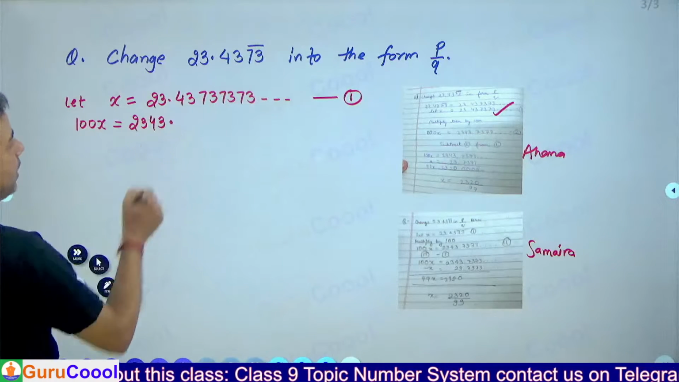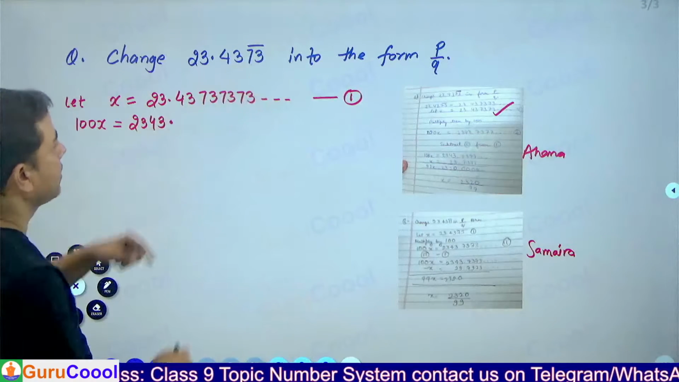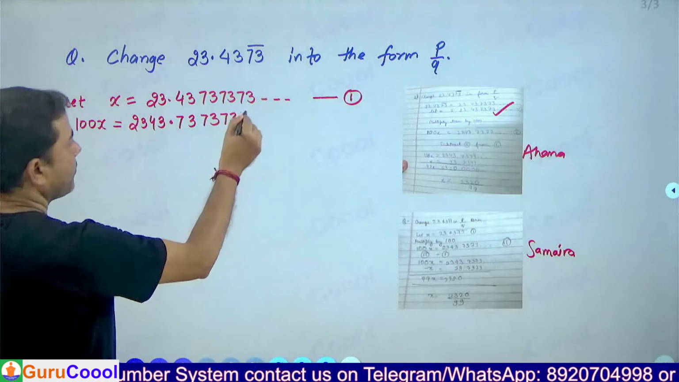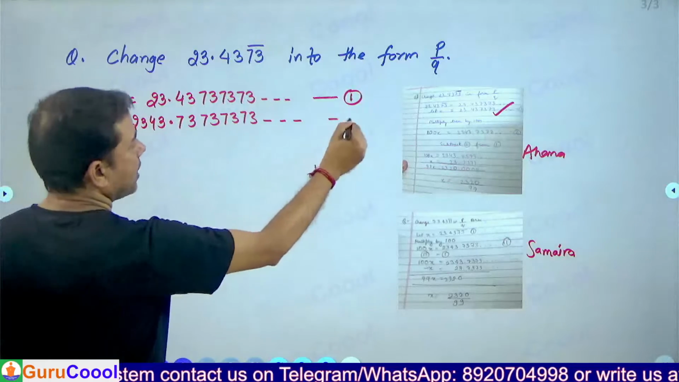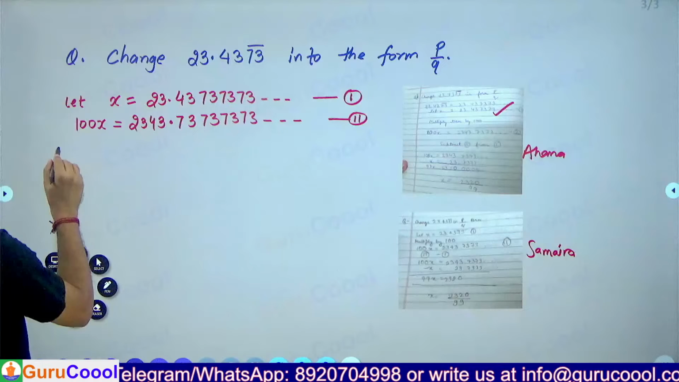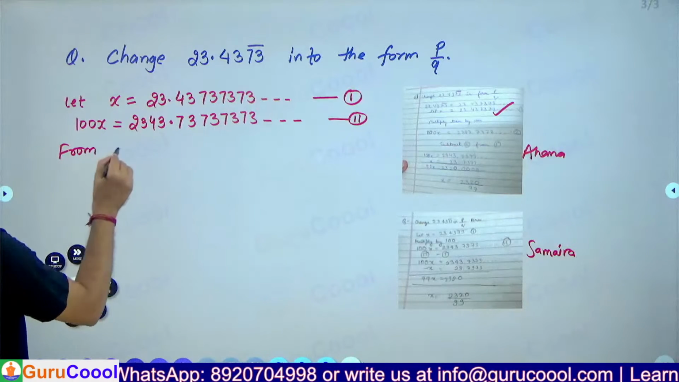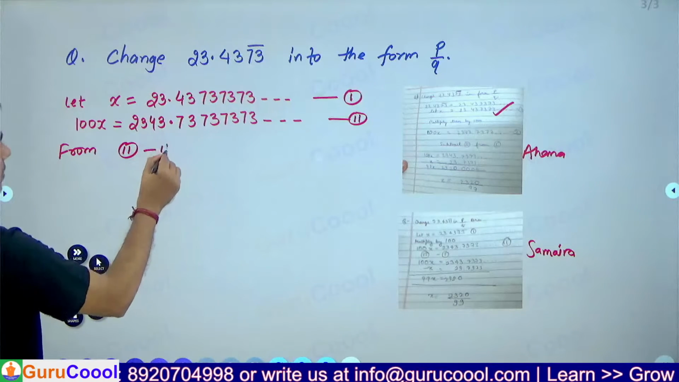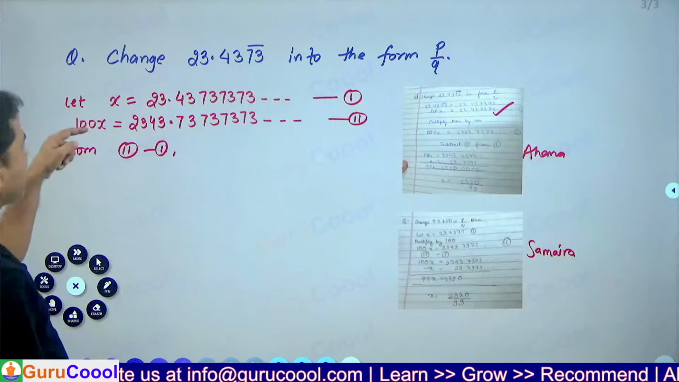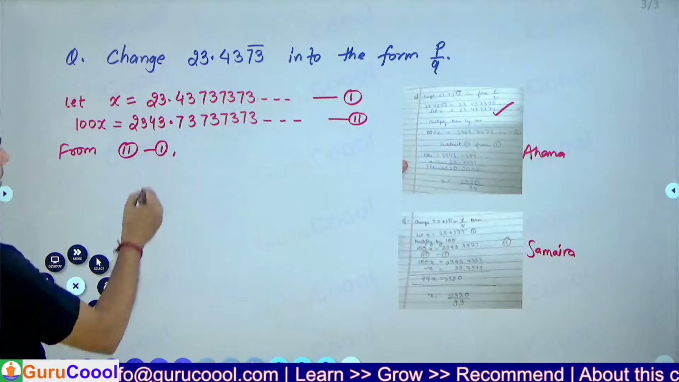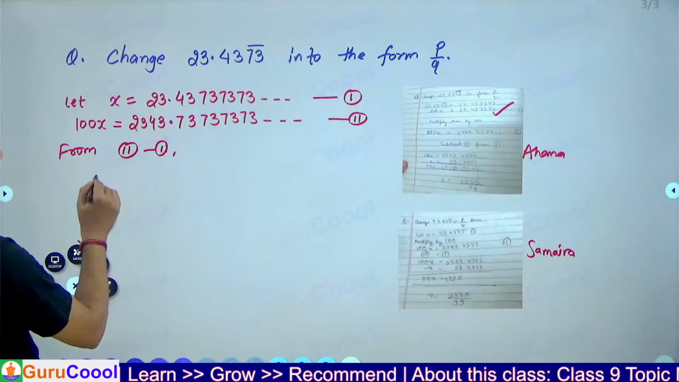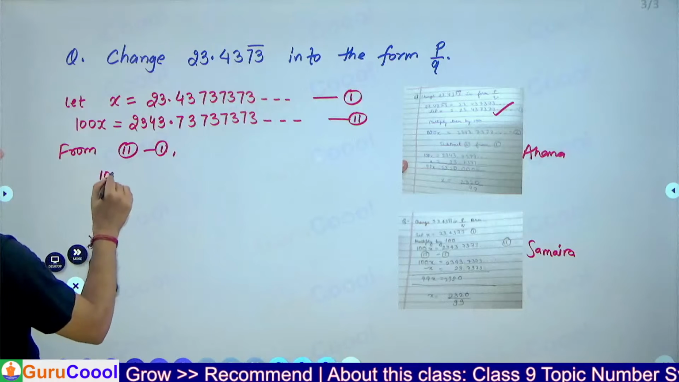2343 and then decimal and then 737373. Yes. Second equation. Now we have to subtract first from second. From 2 minus 1. So on the left side, 100x minus x is 99x. Okay, let us write it in the arranged manner, vertical manner.